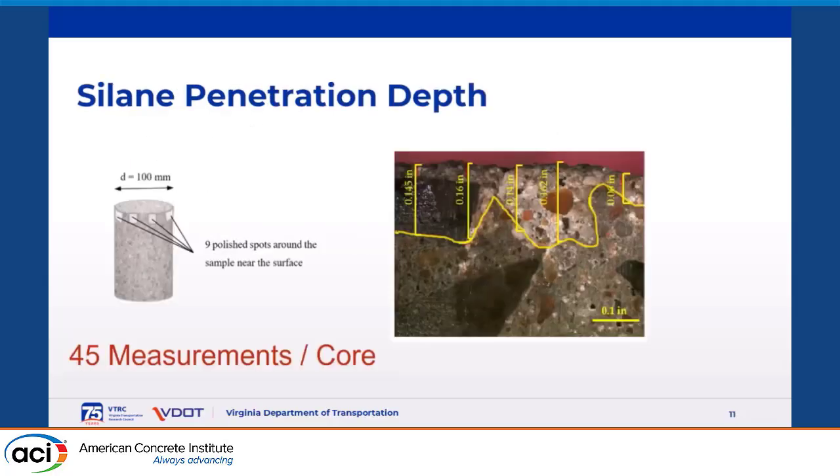When we transferred the cores into our lab, the first thing we did was polish 9 spots on top of the surface, and then we measured the silane penetration into those samples. So it means for each core, we had 45 measurements.